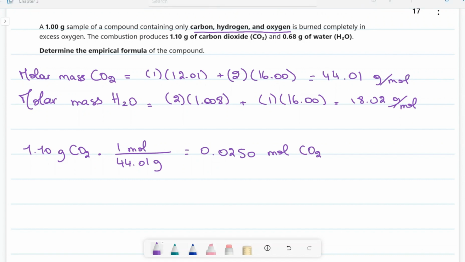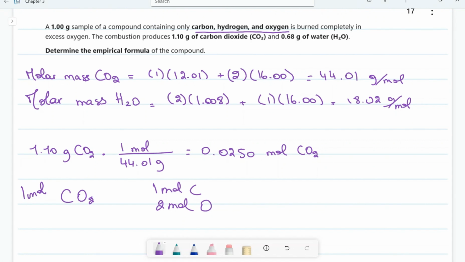Notice that this is CO2. In 1 mole of CO2, we have 1 mole of carbon and 2 moles of oxygen. So, why is this useful? Because we can now use dimensional analysis. Since we have the moles of CO2, and in 1 mole of CO2 we have 1 mole of carbon, we multiply this by 1 mole of carbon divided by 1 mole of CO2.